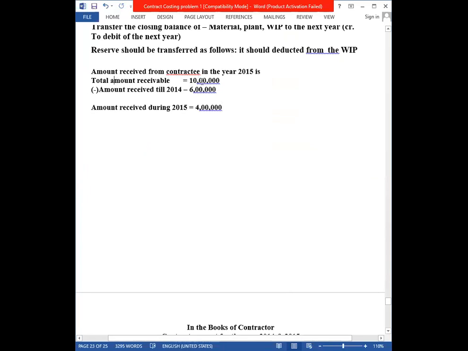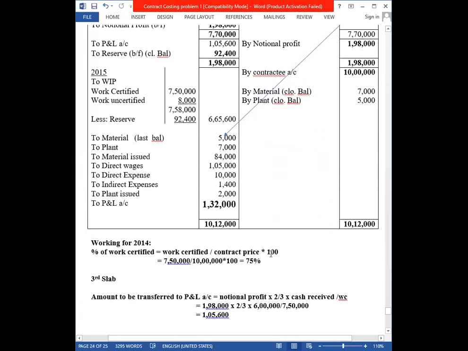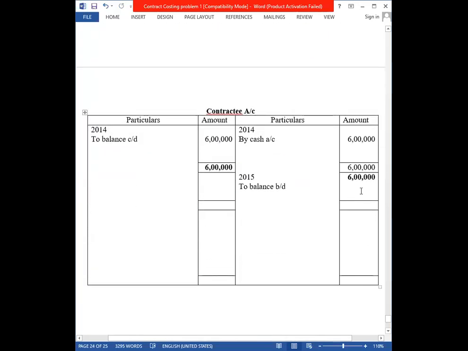The total amount receivable is 10 lakhs. The amount received till 2014 is 6 lakhs. That means in the year 2015, how much would you have received? Only 4 lakhs. Don't think that again you will get 10 lakhs. If I am the contractee, I will not pay 10 lakhs, 16 lakhs and all. I'll be receiving only 4 lakhs. So the balance is this much, and sorry guys, here I have written 2. This is by. So by cash received in 2015 is how much?